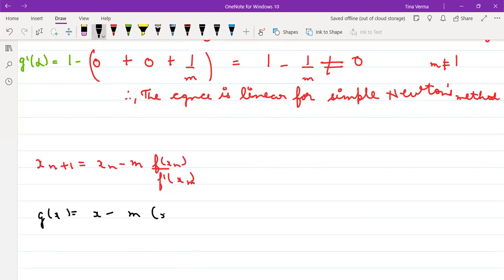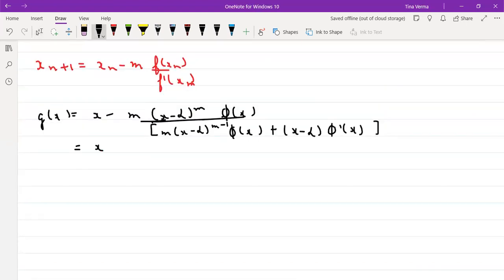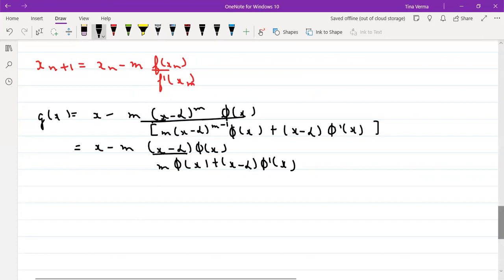Here I can write x minus alpha raised to the power m phi of x, that we have already done. So this is m times x minus alpha to the power m minus 1, right? Phi of x plus x minus alpha as it is. This is my phi dash x, right? So this will become x minus m that you have already taken. So it will become x minus alpha phi of x plus m phi x plus x minus alpha. Here also I might have written phi dash x.